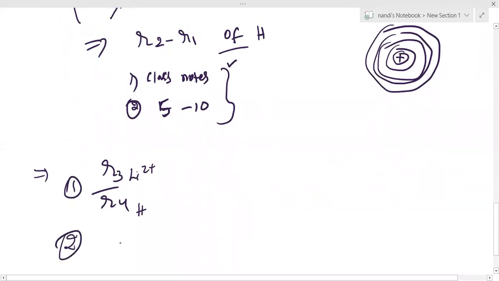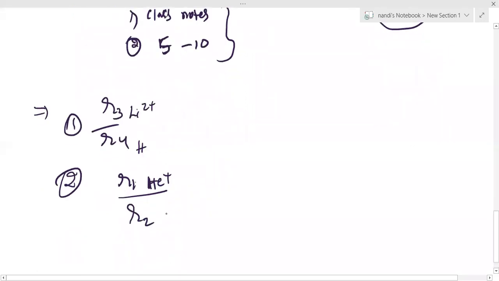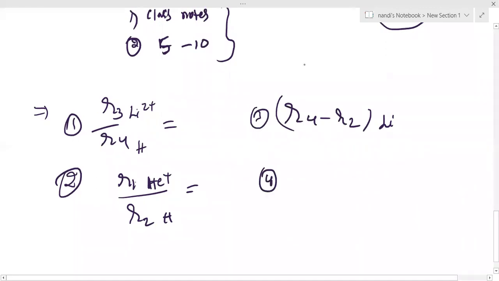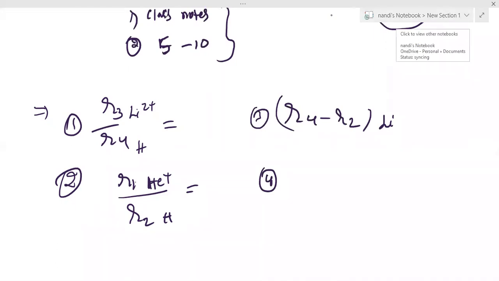For the second question, you can take R1 of helium plus by R2 of hydrogen atom. Like that you can create some questions, sir. You can create this yourself, or calculate R4 minus R2 of lithium. This is the third question. You can create very simple problems like this, then take ratios of different elements. You can create 5-6 questions or more than 10 questions also, up to you, until you are getting confident.